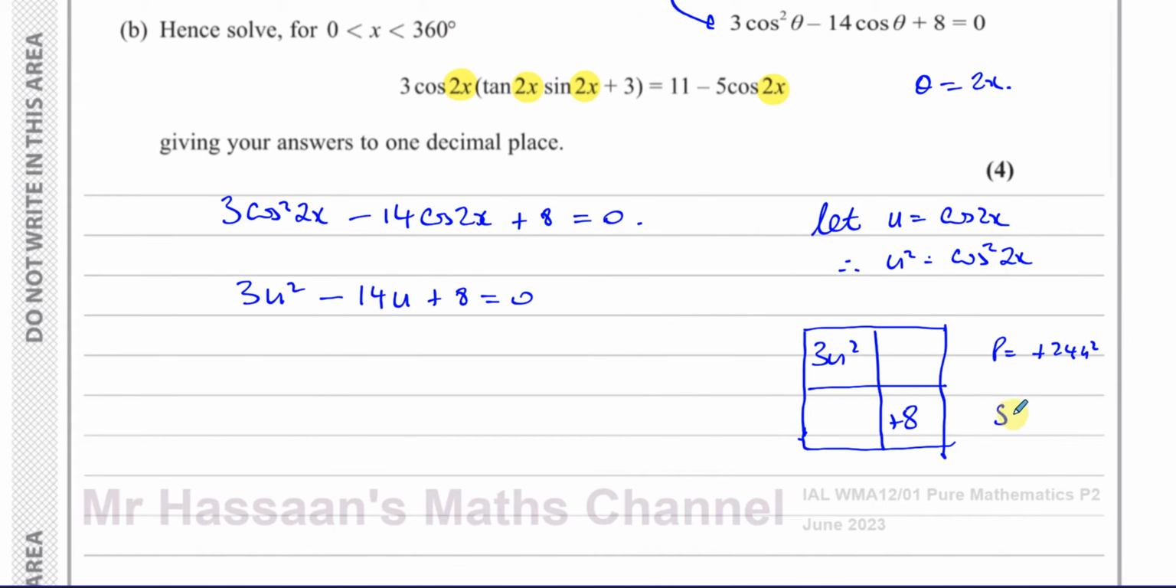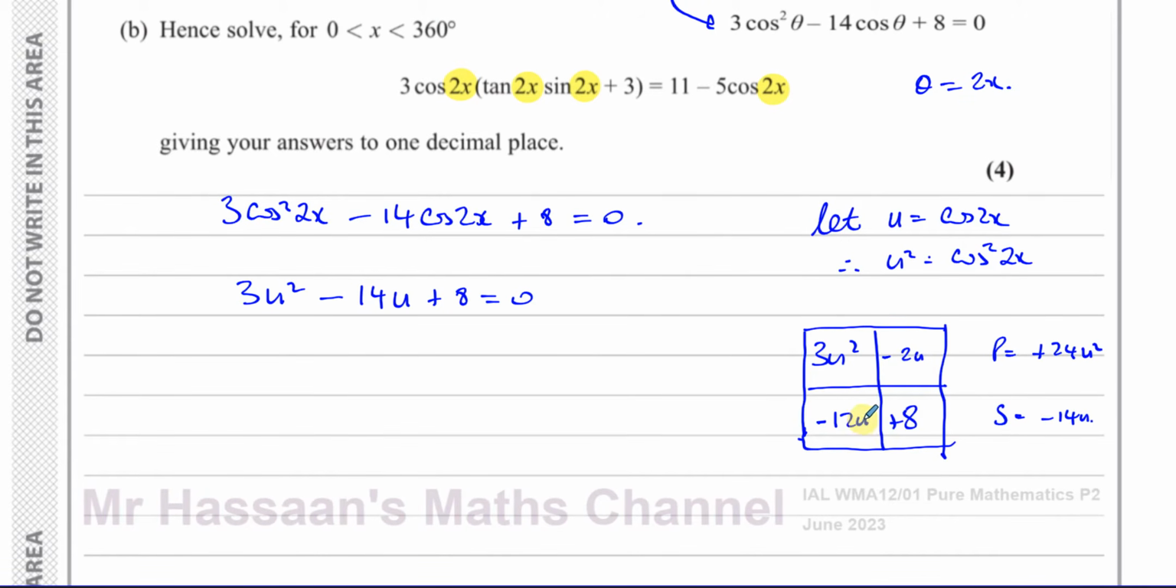And I have to find the two numbers which give me the product of 24u squared, but whose sum has to be minus 14u. So you think of all the ways of getting 24, and I know they both must have the same sign because the product is positive. They both must be negative, because negative times negative gives you positive, and when you add them together, you get a negative. It looks like it's 12 times 2, isn't it? 12 times 2 is 24, and 12 and 2 gives me 14. So I have minus 12u here and minus 2u here.